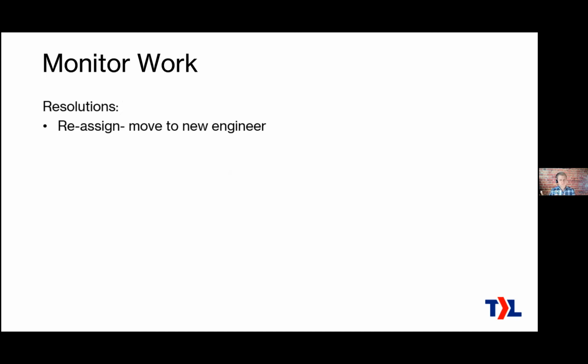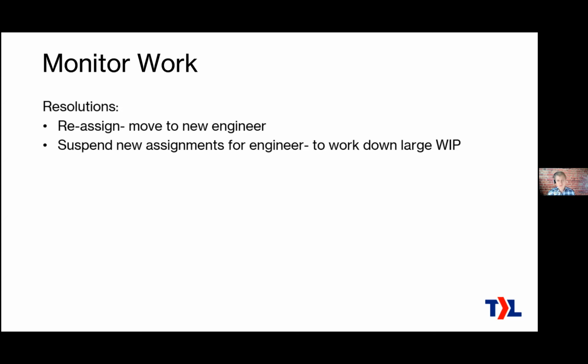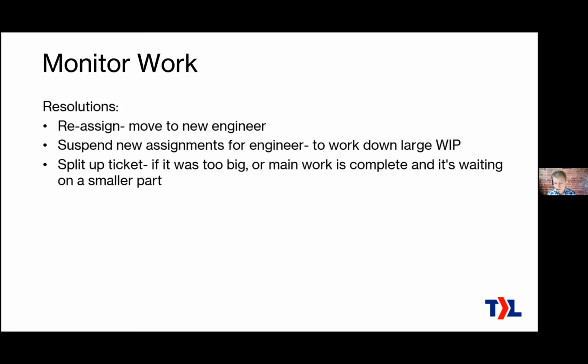Typically these things that you're monitoring for interact with each other. If you have a bottleneck, you'll see that as a lot of tickets sitting in the column too long. So that covers two of the exceptions I mentioned earlier. How do you solve that? Assign it to a new engineer if you can. Sometimes you just need to stop assigning work to a certain engineer if they are the bottleneck, and give them a chance to work down that work in progress.